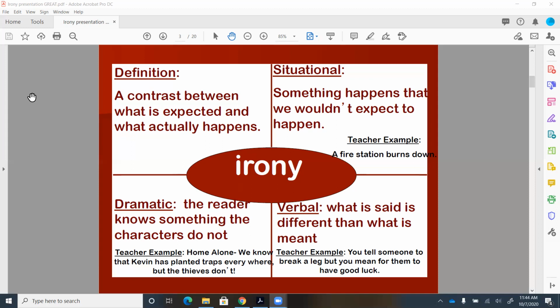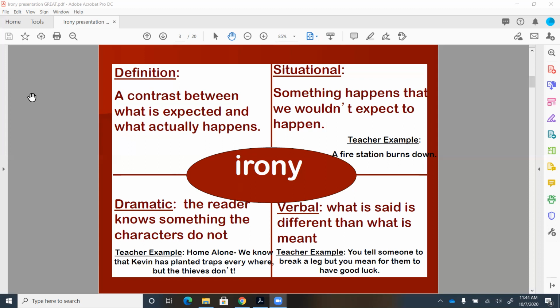A teacher example provided here is in Home Alone, the movie. It says, we know that Kevin has planted traps everywhere, but the thieves don't. The thieves would not expect a kid to have outsmarted them. So the fact that when they get in there, there are traps planted everywhere, that is irony.